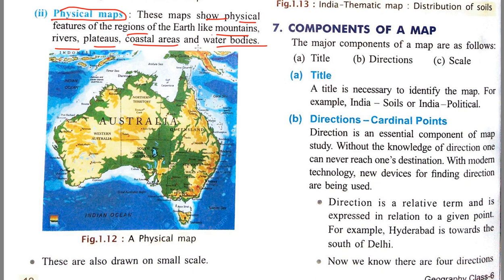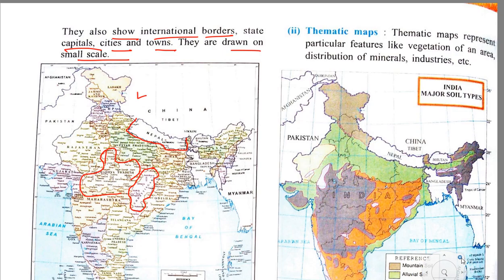And these are also done on small scale. So in details we are not getting all the information. So as an overview, at a glance, we are showing the physical features. Another type of map is the thematic map. Thematic maps represent particular features like vegetation of an area, distribution of minerals, industries, etc.